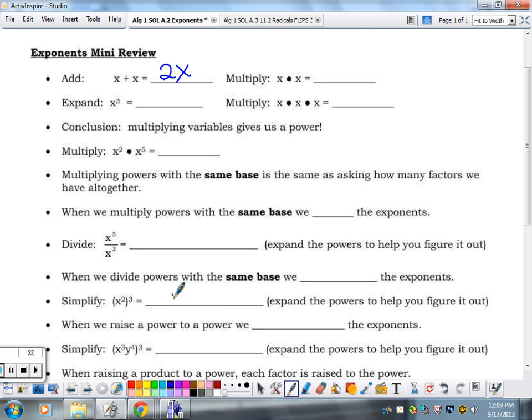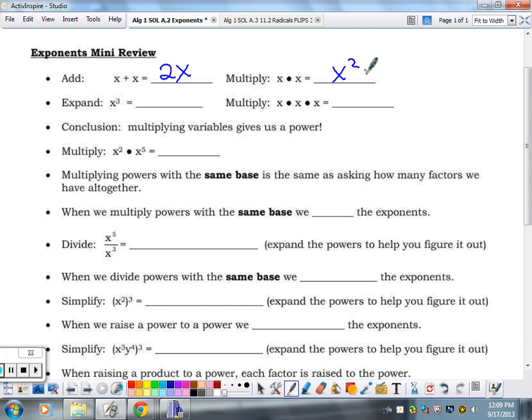Now what's going on when I multiply x times x? I have factors of x now. How many factors of x do I have? So how do I write that? X squared. We don't want to mix up x plus x and x times x.